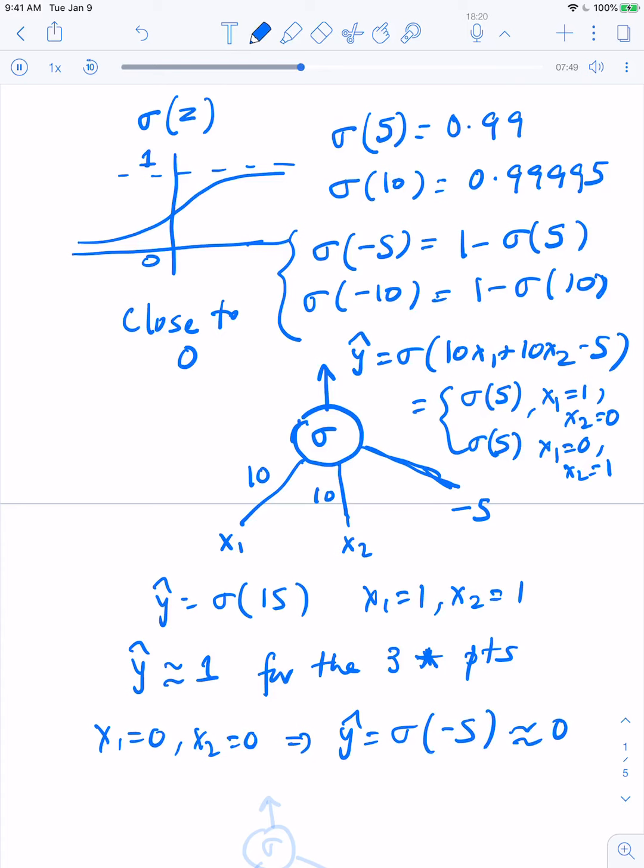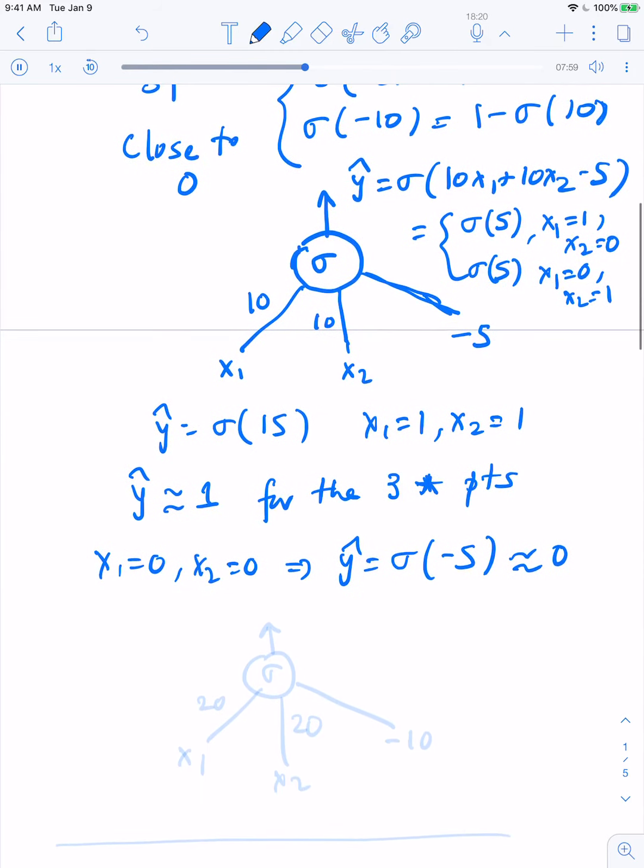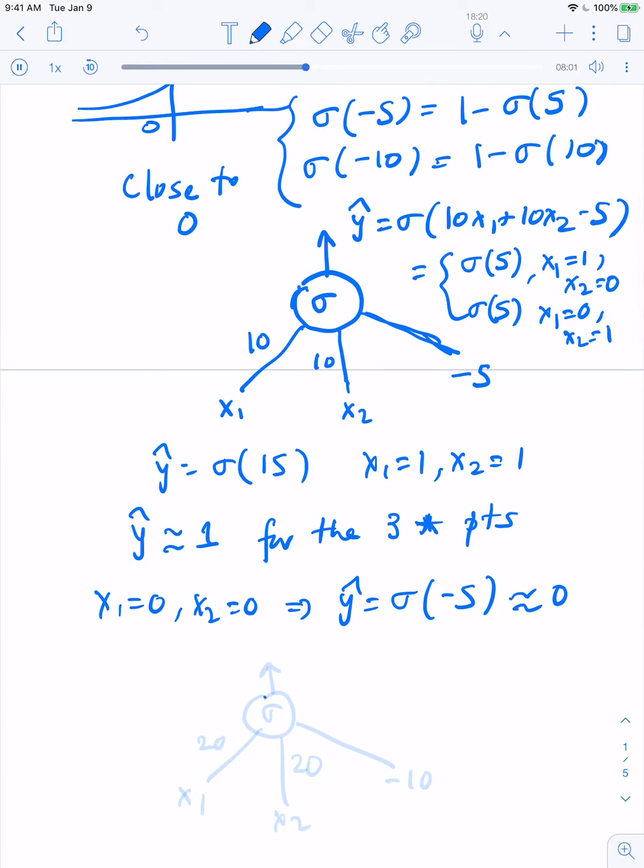Then of course, if you wanted to be closer to 0 and 1, you could increase the weights proportionally again. So basically instead of 10, 10 and minus 5, you could have 20, 20 and minus 10, right? So that would work even better. 20, 20, minus 10, x1, x2 coming in. So this is going to be even better for implementing OR.